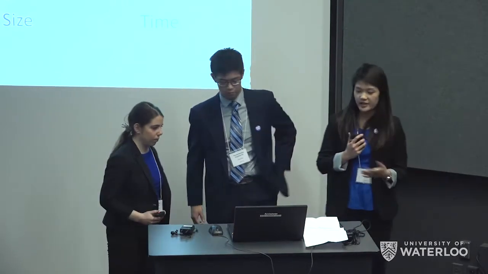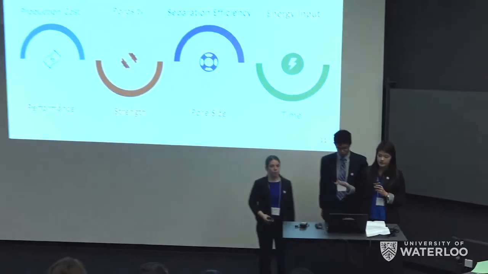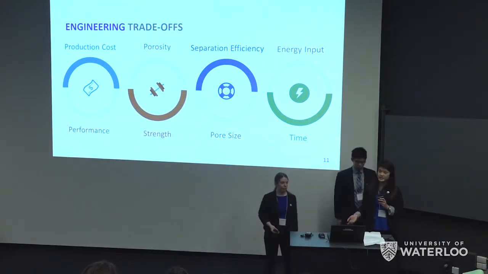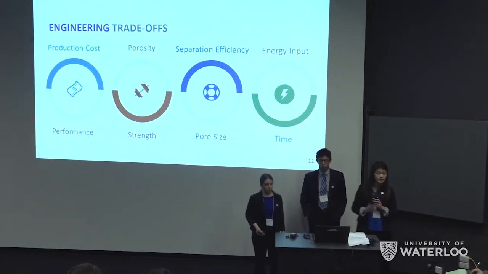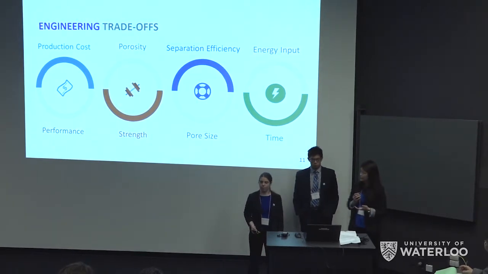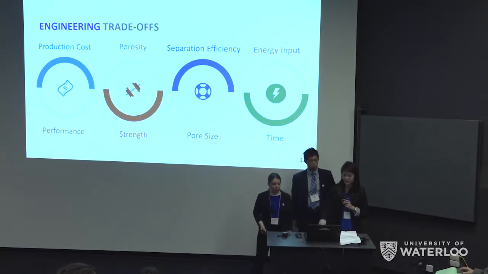With the application in mind, we expect the four following trade-offs. The first is production cost versus performance, the porosity of the material versus its mechanical strength, the separation efficiency versus the pore size distribution, and also the energy input, in terms of applying a pressure gradient or heating up the emulsion, versus the time it takes for the emulsion to pass through.